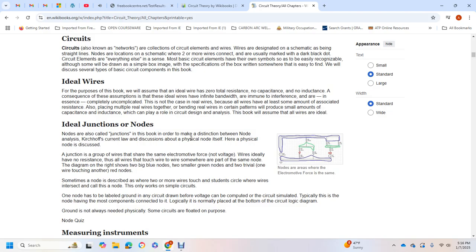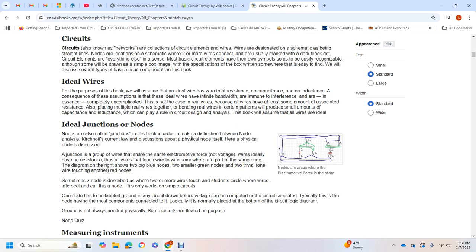Ideal junctions and nodes. Nodes are called junctions in this book in order to make the distinction between the node analysis and Kirchhoff's current law discussion and the physical node itself. A junction is a group of wires that share the electromotive force, or voltage. Ideally they have zero resistance. All wires that touch are part of the same node. In the diagram at right, there are two big blue nodes, two small green nodes, and two trivial red nodes with only one wire touching. Sometimes nodes are described as two or more wires touching. Students circle where the wires intersect and call it a node, but this only works with simple circuits.